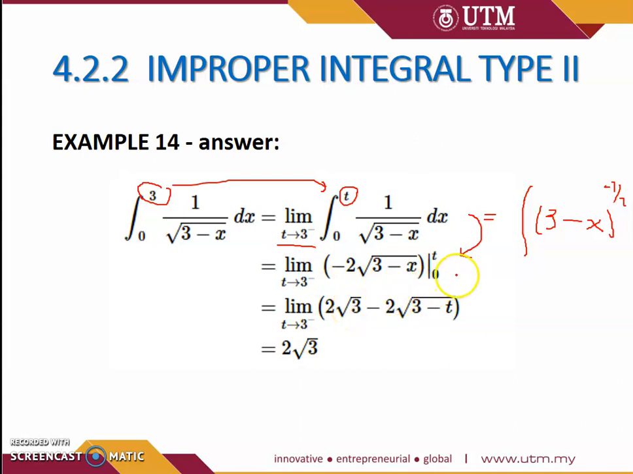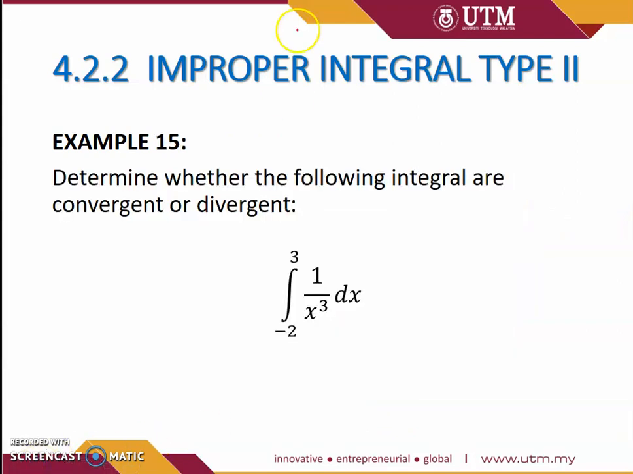From here to here, we just substitute the limits t and 0. After simplifying, 3 minus 3 is 0 here, so we will obtain this one. Only this term remains. So what you can say here is this improper integral converges.